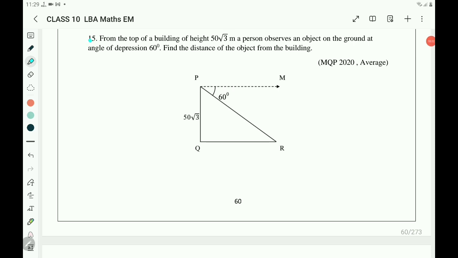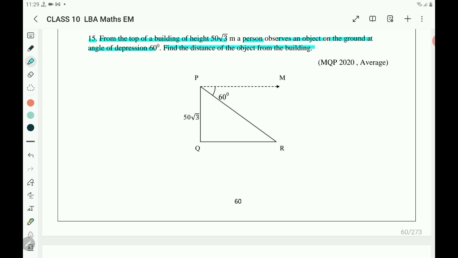Next, question number 15. From the top of a building of height 50 root 3 meter, a person observes an object on the ground at an angle of depression 60 degree. Find the distance of the object from the building.